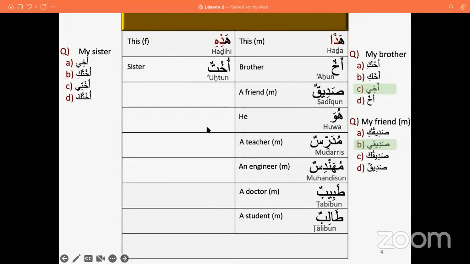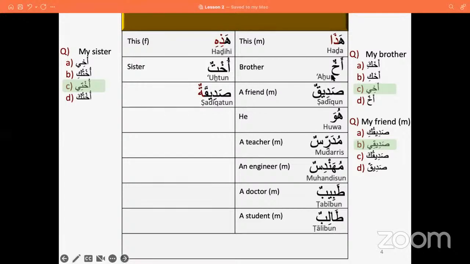Okay, so the answers are coming in. It is ukhti, my sister, right? And you can apply the same concept to anything. For example, a doctor, tabibi, my doctor. Okay. Sadiqatun, let's look over here.